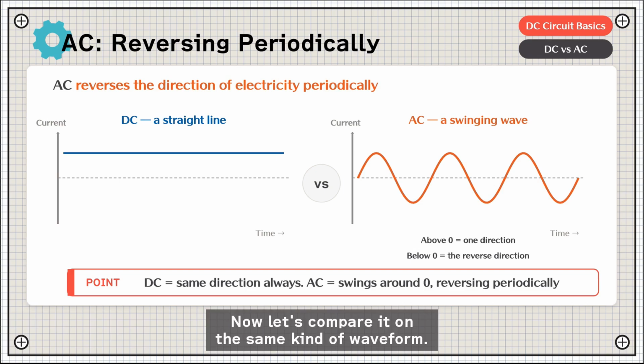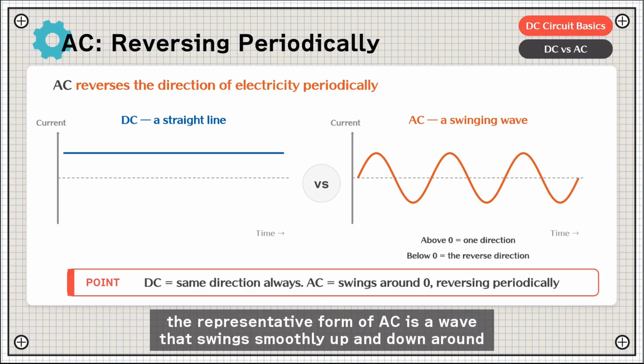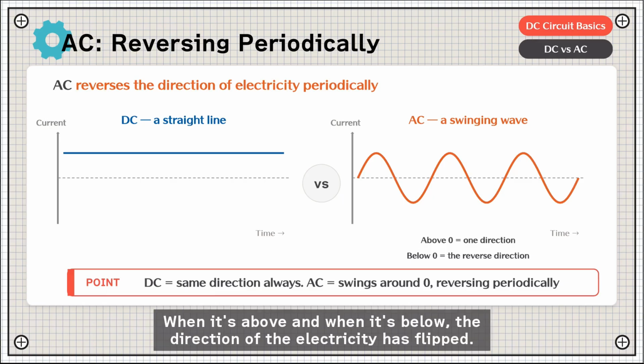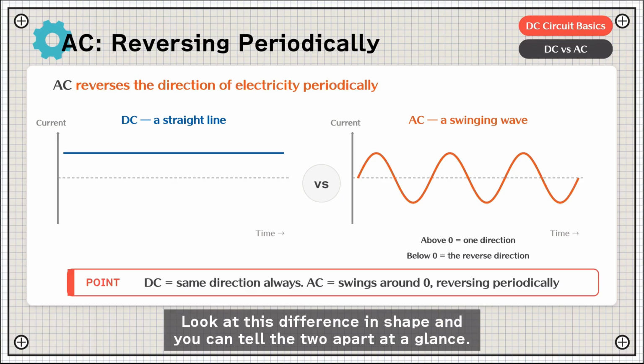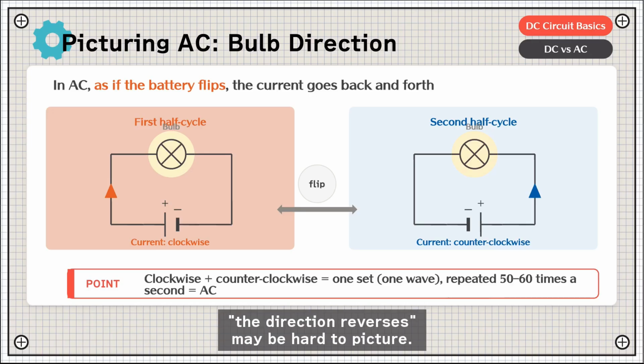Now let's compare it on the same kind of waveform. Whereas DC was a single flat line, the representative form of AC is a wave that swings smoothly up and down around 0 in the middle. When it's above and when it's below, the direction of the electricity has flipped. DC is a straight line, AC is a swinging wave. Look at this difference in shape and you can tell the two apart at a glance. That said, from a wave graph alone, the direction reverses may be hard to picture. So let's look at it with a more familiar image.